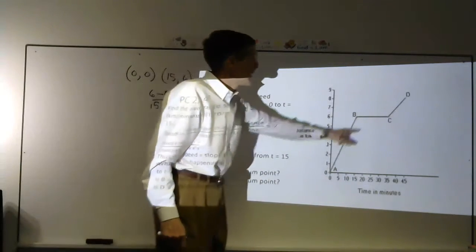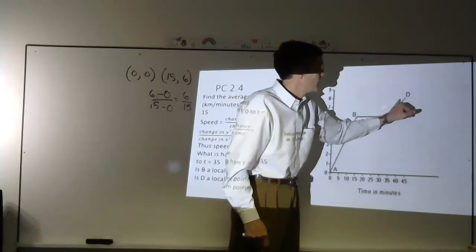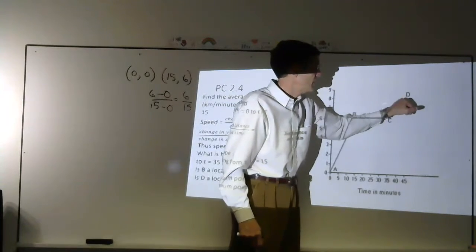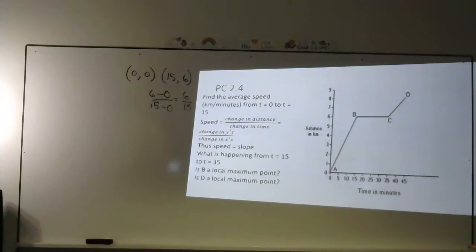Is D a local maximum? No, because there's nothing on this side, okay? We have points here that D is bigger than, but we need something on the other side to be able to call it a local maximum.